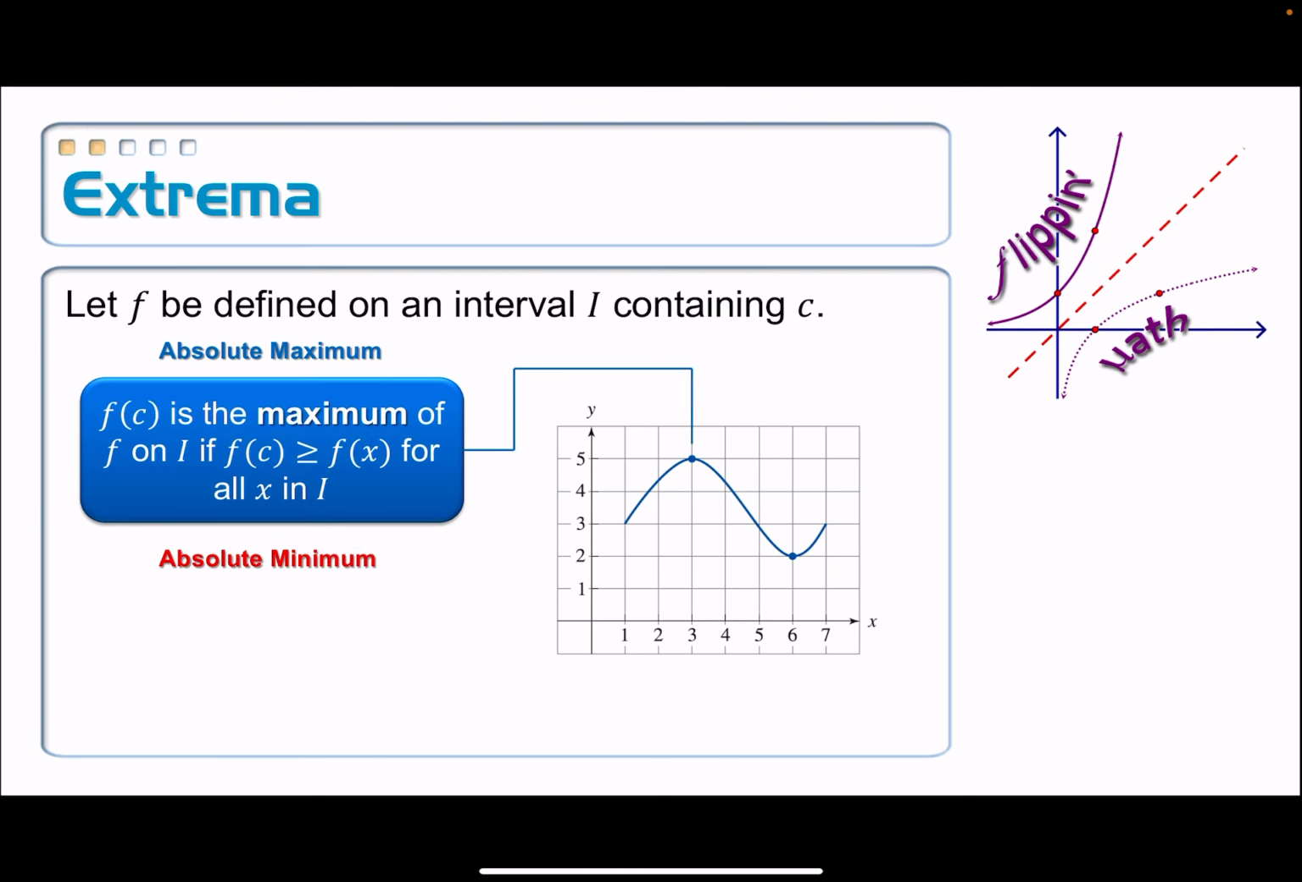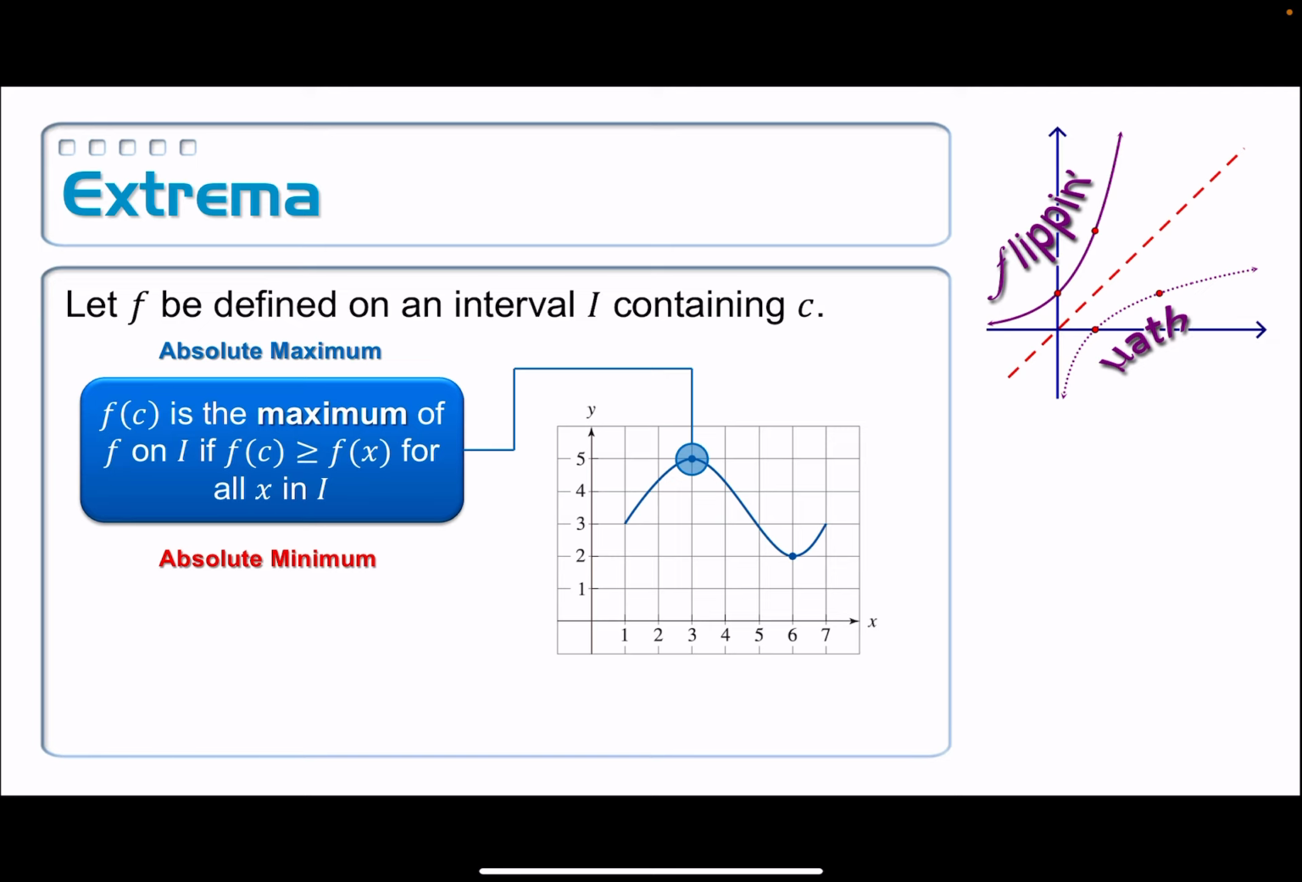All right, so this is what we're going to say about an absolute maximum. F of c is the maximum of f on I, our interval, if f of c is greater than or equal to f of x for all x in that interval. What's that saying? It again is saying y value. F of c is referring to a maximum y value. It is the maximum if it is greater than or equal to every other y value that occurs on that interval.